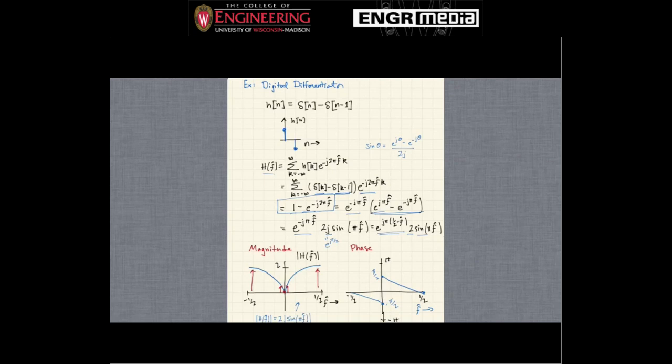So this we would call a high pass filter. It's a high pass filter because high frequency sinusoidal inputs get passed through.